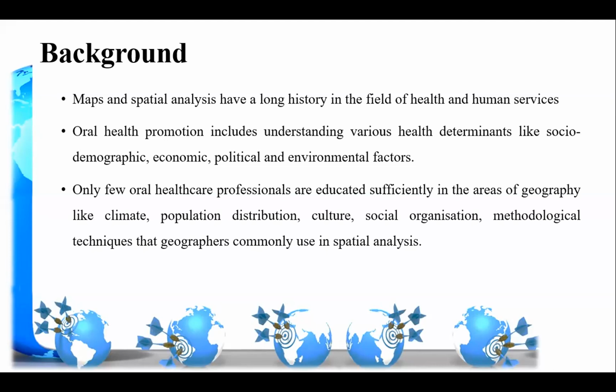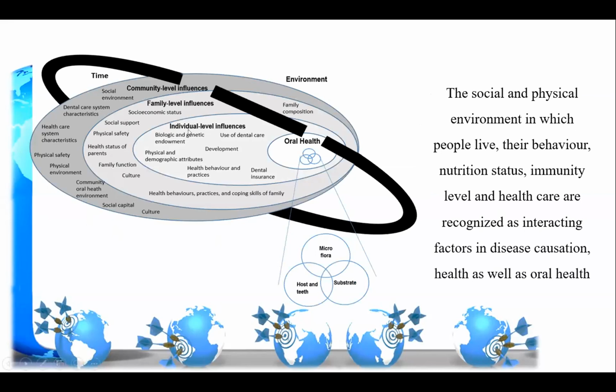impact oral health. From this diagram, we can see the individual level influences like demographic attributes, genetics, and use of dental care, family level influences like socioeconomic status, social support, family function, culture, and health behaviors, and the community level influences like social environment, the healthcare system, and the characteristics. Everything plays a role in oral health, and they all have an equal relationship with time and environment.